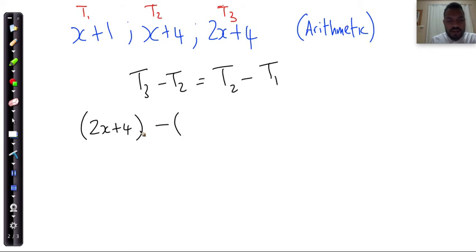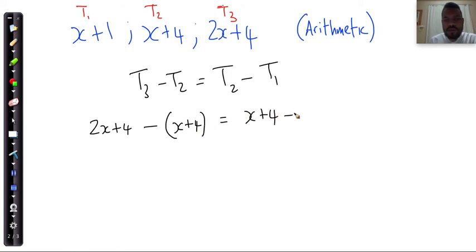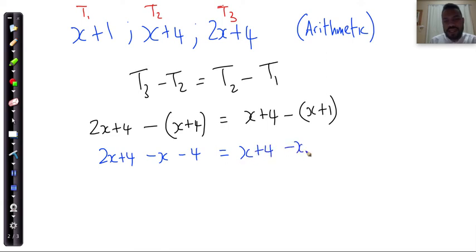T2 minus T1. And now we just substitute in those values and we say, okay, T3 is 2x plus 4 minus, and remember, if I put a minus before a term, I must have the brackets there, T2 is x plus 4, is equal to x plus 4 minus T1, which is x plus 1. Okay, at this point it becomes pretty trivial to solve. That's going to give me 2x plus 4 minus times an x is minus x, minus 4 is equal to x plus 4 minus x minus 1.